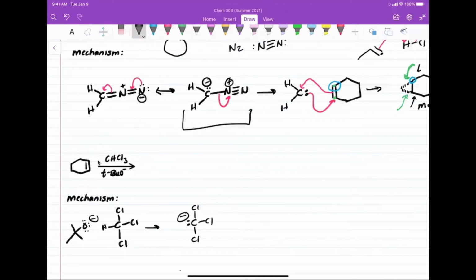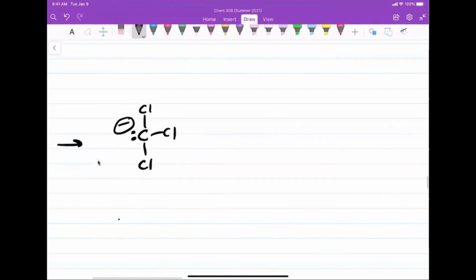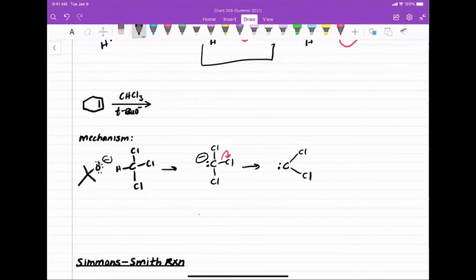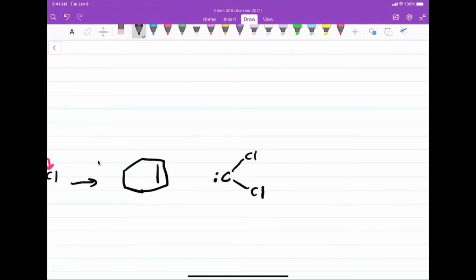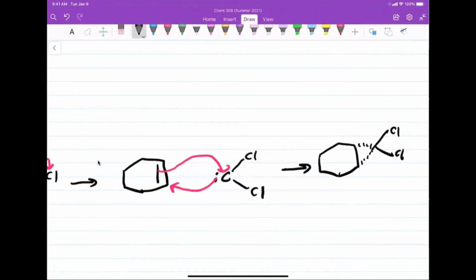But now the next step is going to be the same, just like with diazomethane, where we had a leaving group leave once we have that anion on carbon. We're going to do the same thing here. So we can have the chlorine group leave, and we're going to form a carbene that way. And then the rest is going to be the same as we saw before. So now that we have this dichlorocarbene, we're now going to react it with our alkene and get this.